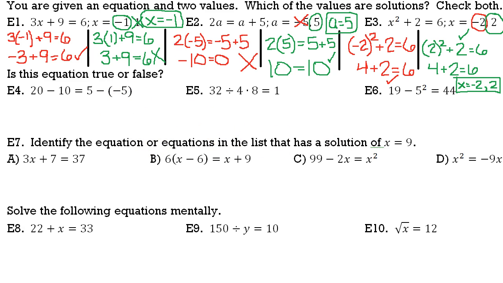All right, number 4. Is this equation true or false? So now you're just working out each side, seeing what you get. 20 minus 10 is 10. 5 minus a -5. Remember, the opposite of the opposite in this case becomes positive. That checks out perfectly. It is true.